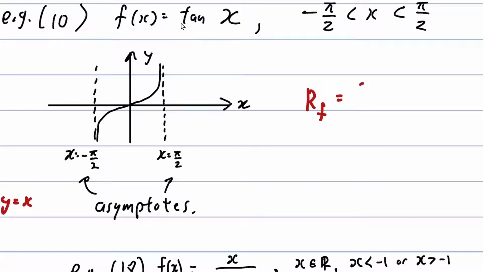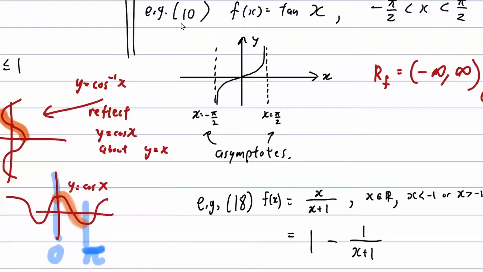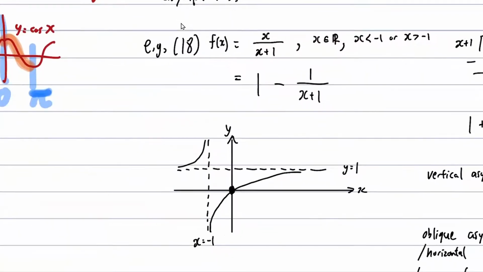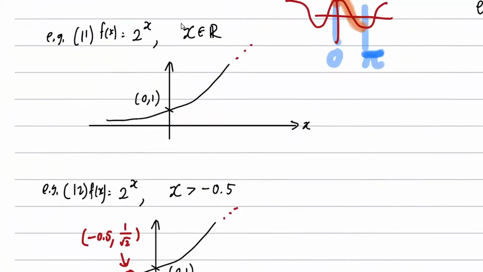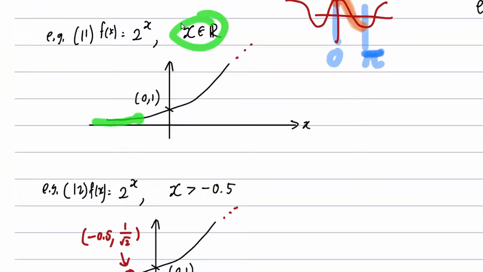Round bracket negative infinity, comma infinity round bracket. Well done. Good. Next one, example 11: 2 power x, x an element of all real numbers. So the entire graph goes all the way to the left and to the right. Round bracket 0, comma positive infinity round bracket.